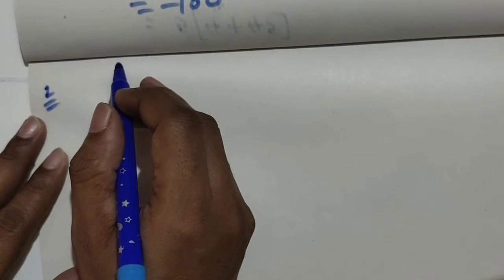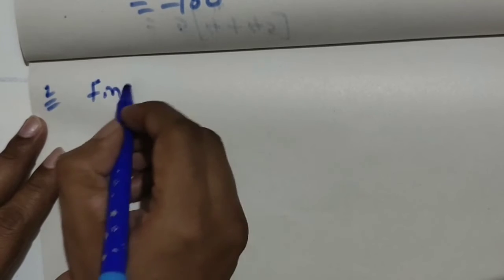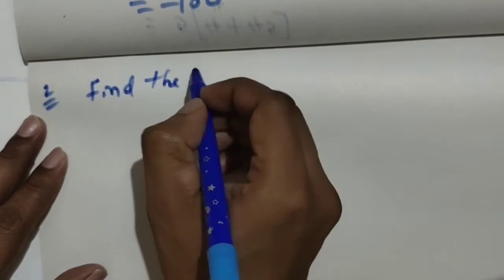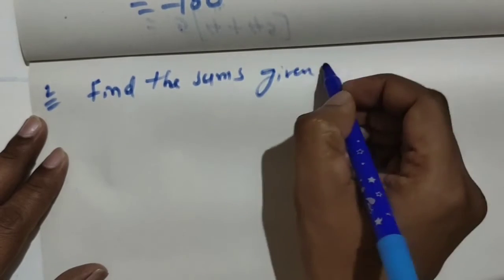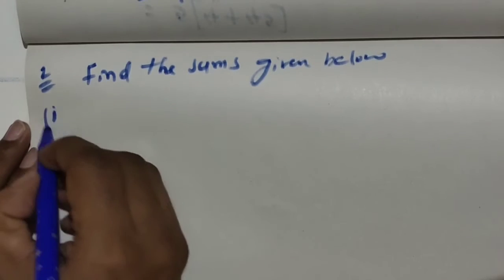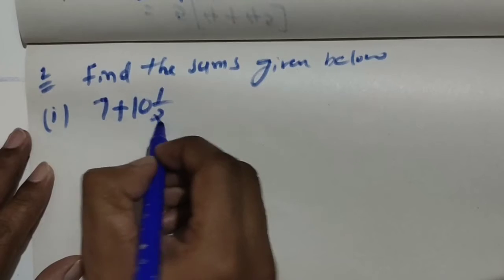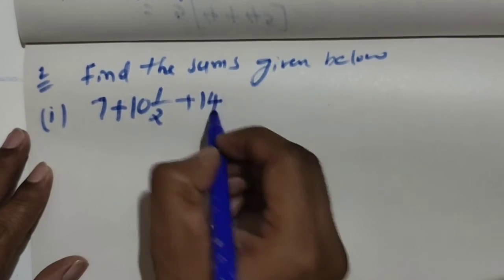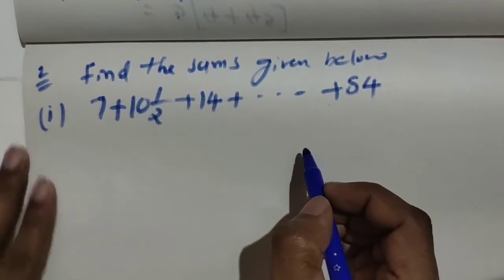Find the sums given below, the second bit. So in that first one, 7 plus 10.5 plus 14 plus and so on, plus 84.